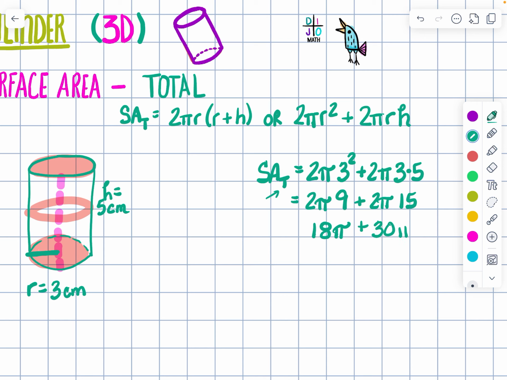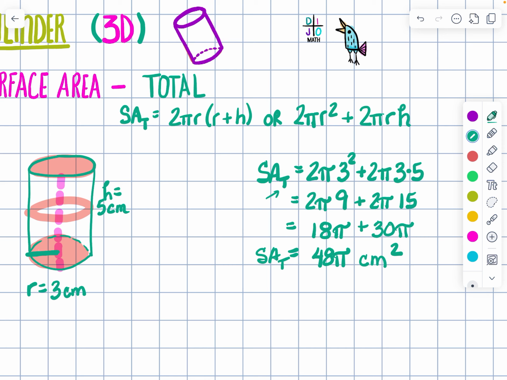30 pi. And it also may be helpful for you to know, don't solve for pi until the very end of the problem. Otherwise, you've got a lot that you're having to deal with that is unnecessary. Okay, so 30 plus 18 is 48, so that's going to be 48 pi. And that's going to be in centimeters squared because we're talking about area, okay? So the total surface area is 48 pi centimeters squared.